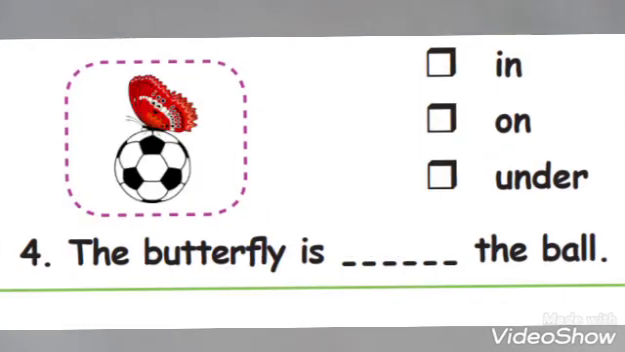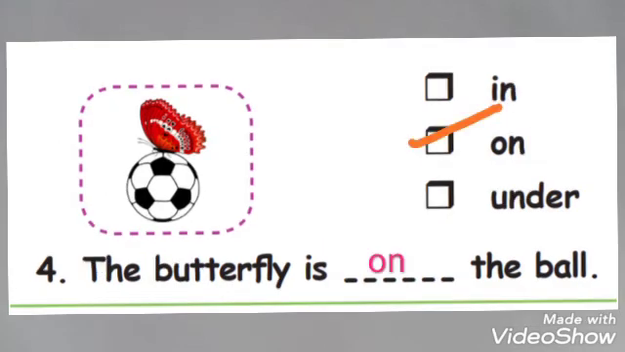Fourth sentence. The butterfly is dash the ball. Look at the picture and given options. First one, in. Is it the correct preposition? No, because the butterfly is not inside the ball. Second one, on. Is it the correct preposition? Yes, because the butterfly is on a surface of the ball. So, the correct answer is the butterfly is on the ball.